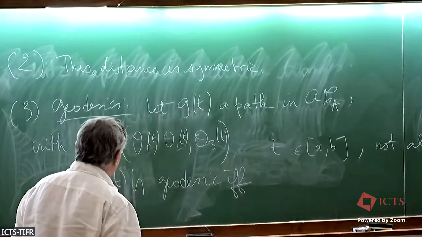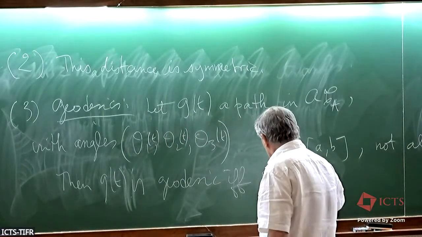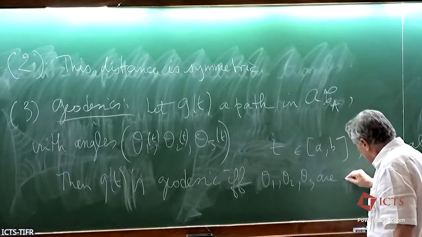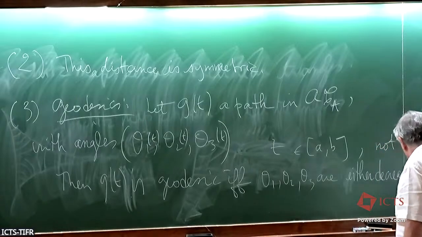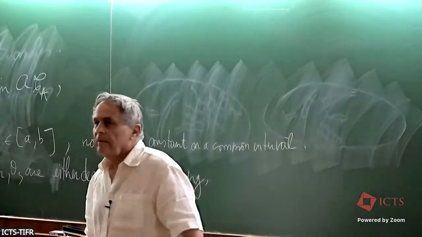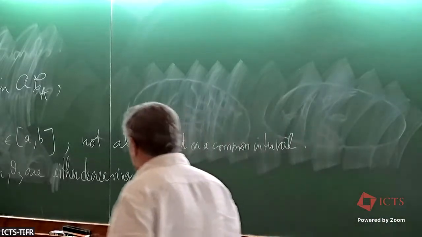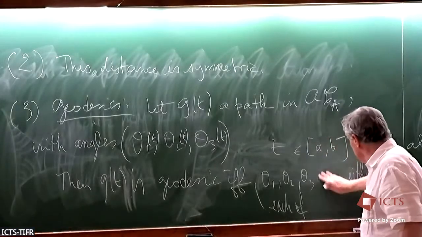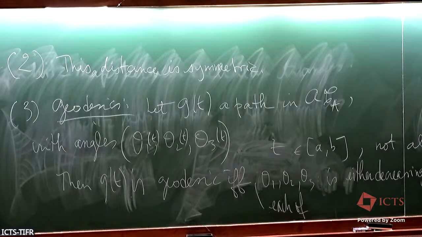if and only if theta 1, theta 2, theta 3 are either decreasing or increasing. I mean, each of theta 1 is either decreasing or increasing. This is a characterization of geodesics.